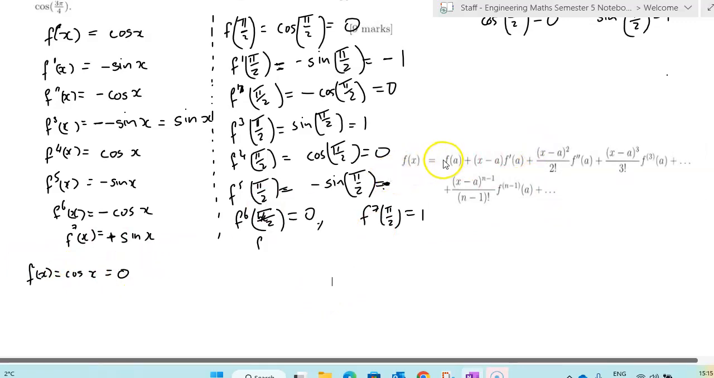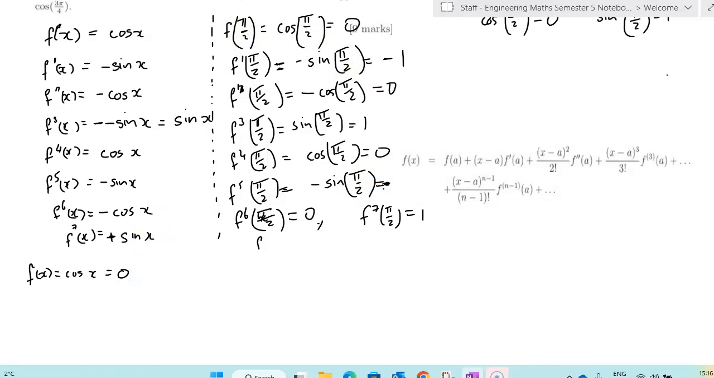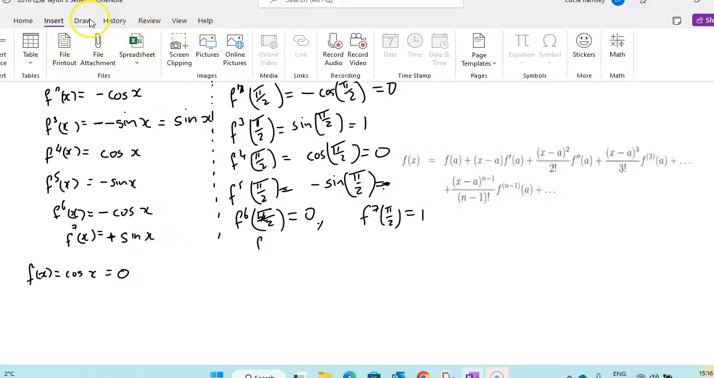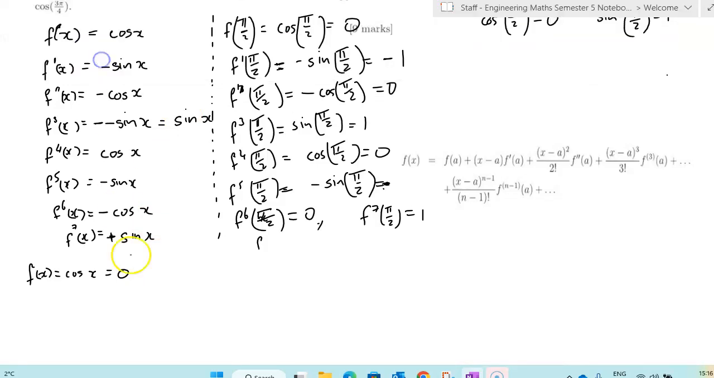So f of a, which is f of pi over 2, was 0, plus x minus a, which is x minus pi over 2. So every time we have an a now, we put in pi over 2. And then times f dash of a, which was the first one, which you've got minus 1 for, multiplied by minus 1.